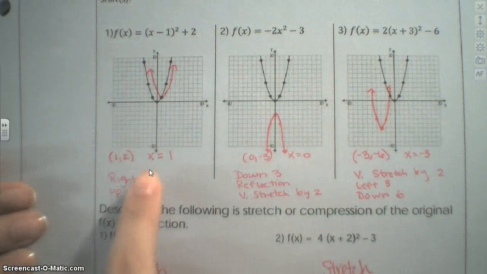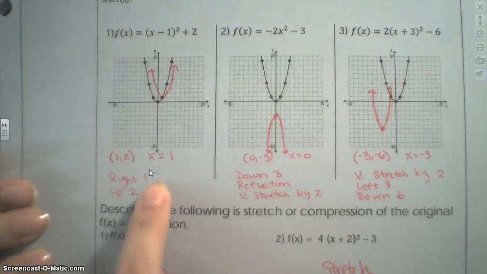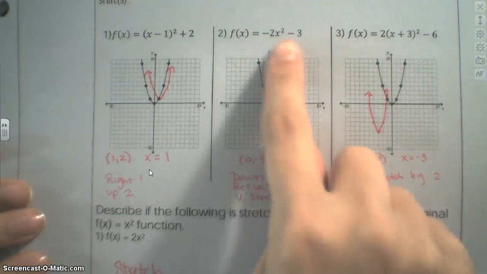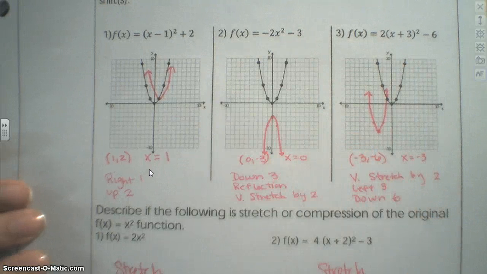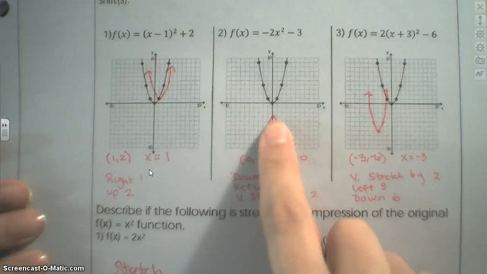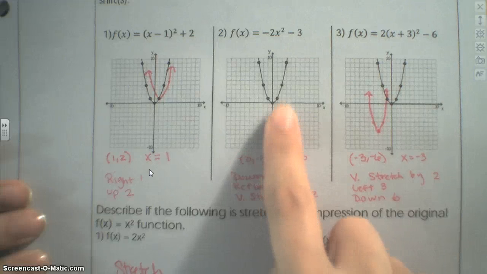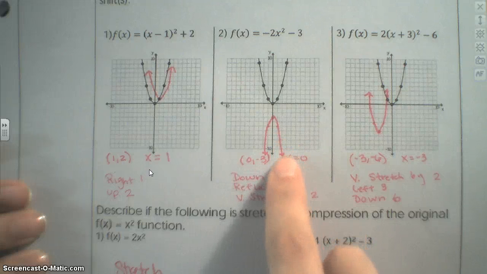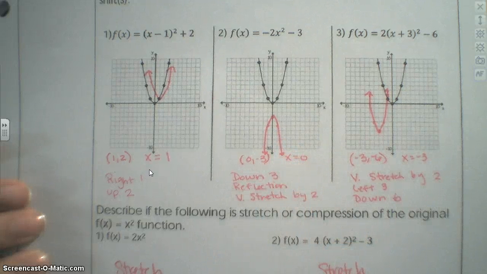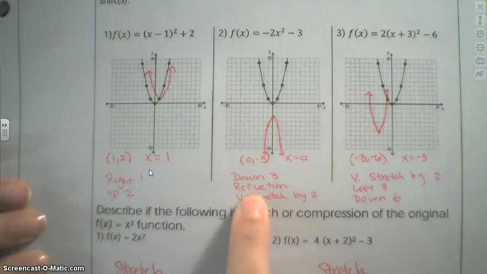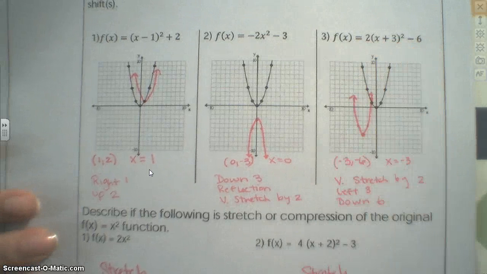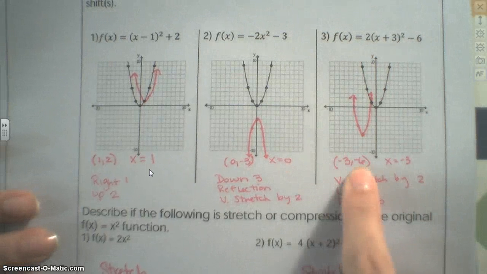All right, so our vertex is going to be the opposite of the inside and the number outside, so starting there, we don't have any stretches or compressions, so it just moved us right 1 and up 2. Over here, we would start at 0, -3. It is a reflection, and then we want to make sure that our slope is double what it normally would be. So instead of 1, we'd go up 2, and then we'd go up 8 from there instead of 4. So we moved down 3. It was a reflection over the x-axis, and it was a vertical stretch by 2. Over here, opposite of the inside, and then the number outside. So -3, -6 is where you start.